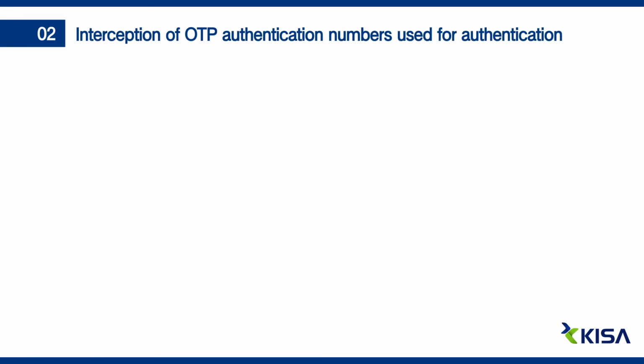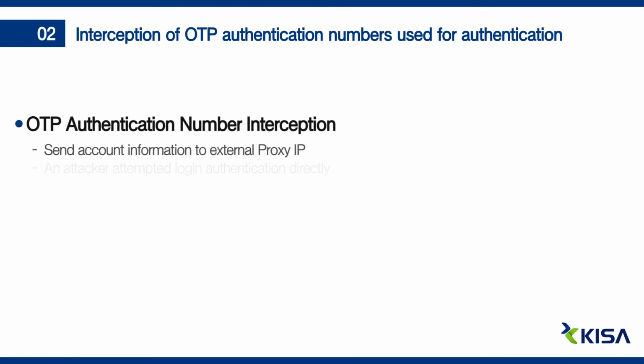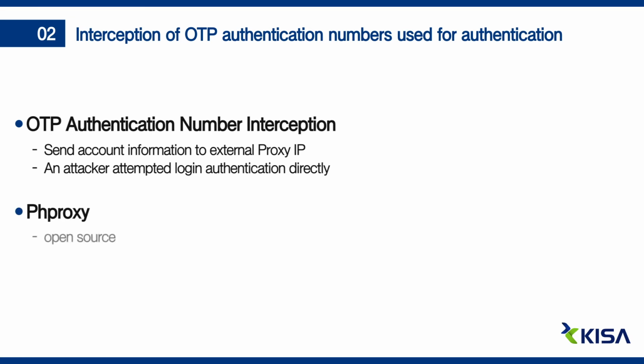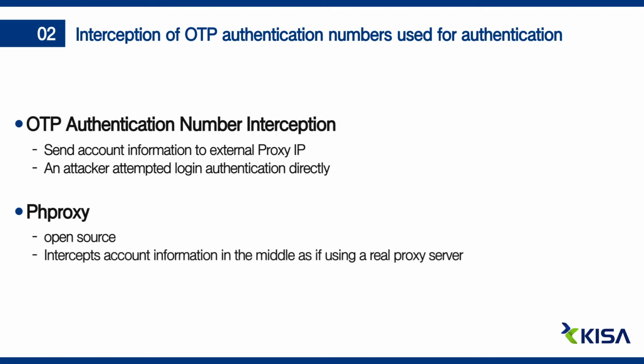The attacker wants to steal the OTP authentication number used as an additional authentication process when logging in. To do this, the entered account information is sent to the external proxy IP, and login authentication is attempted directly to verify OTP authentication. When authentication is verified from the proxy IP, additional authentication phishing pages are linked to induce and collect authentication numbers. Attackers also steal accounts via phishing mail using an open source called PH proxy.